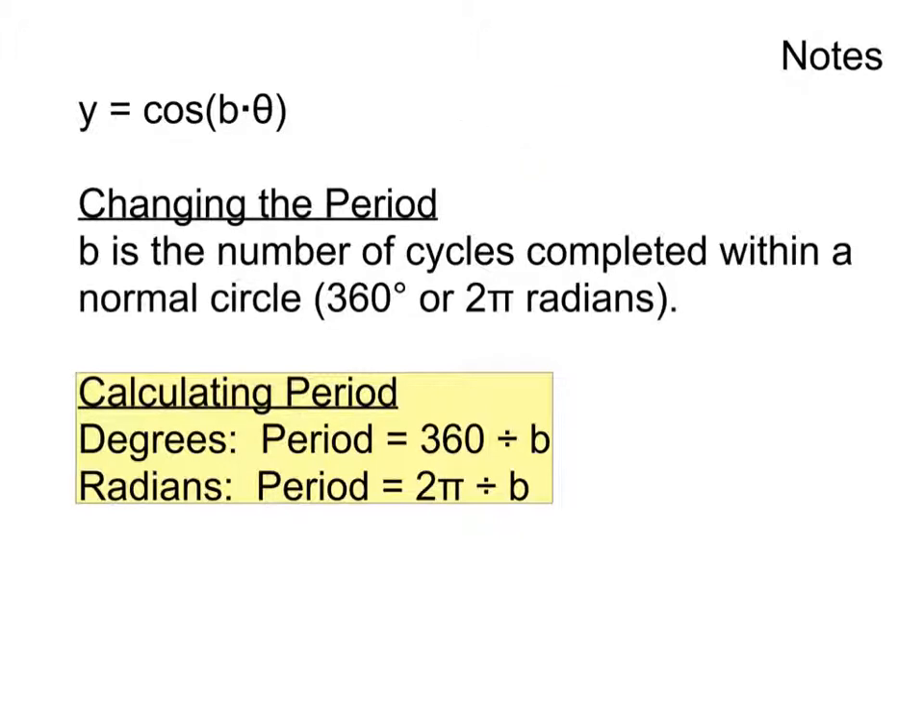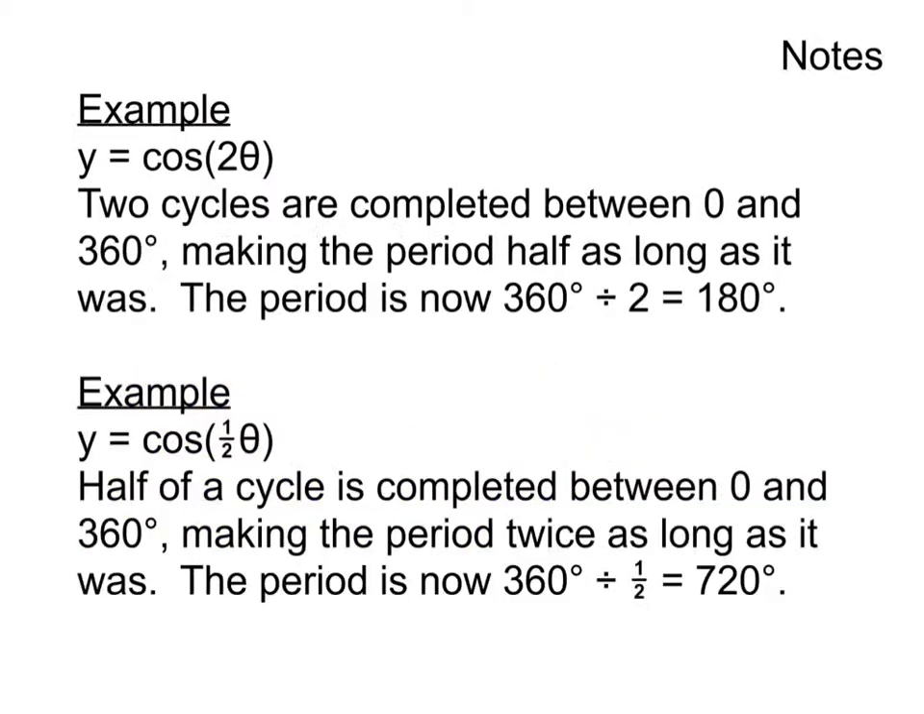All right, now for today, our main focus is going to be on this one right here. We're going to be working in degrees. And when in degrees, to calculate our period, we're going to be doing 360 divided by our B value, because that B changes how many times we complete a cycle within 360. To get specific, I want to start with two very specific examples because they help us to see this.